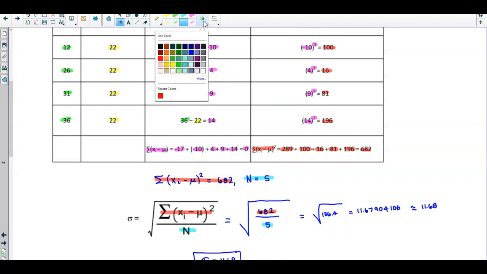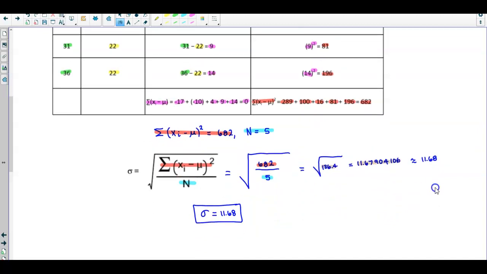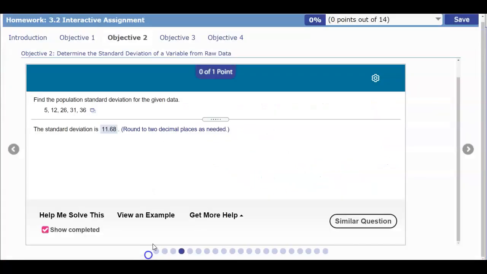We're going to get 136.4. When we take the square root of that, we get 11.679041..., and we're rounding this to 2 decimal places, which gives us 11.68. Now remember that the population standard deviation has a symbol of sigma. So therefore, sigma is going to equal 11.68. And when we take a look at our answer, the standard deviation is 11.68.